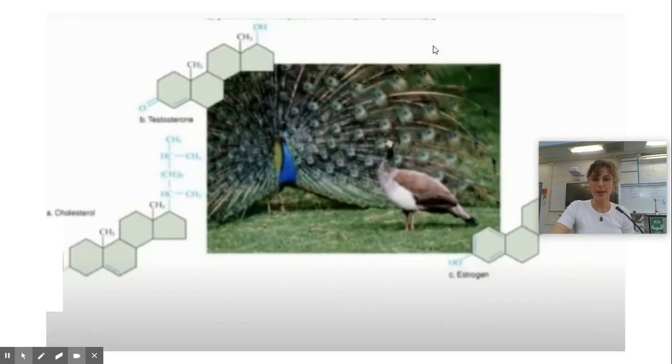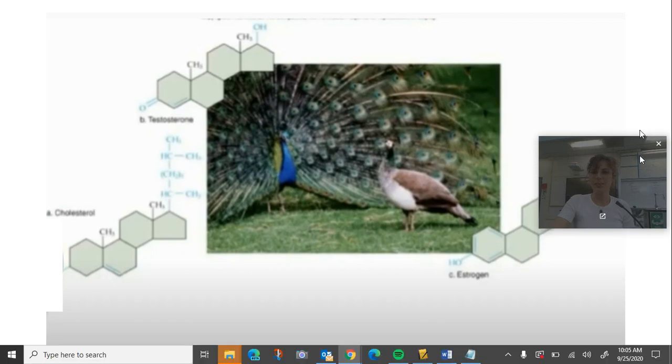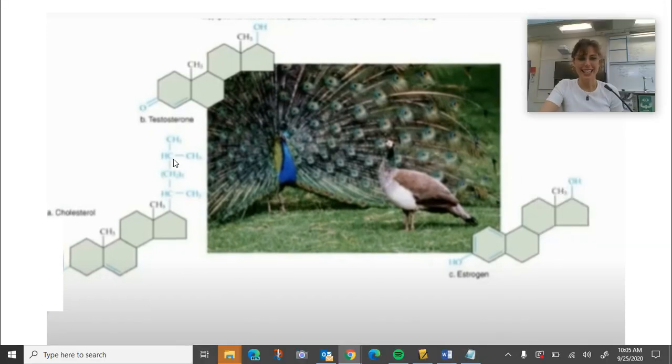So let's talk about, actually, let me just show you the demonstration here. We can see that even that slight difference in the functional groups of testosterone versus estrogen completely changes what is carried out, right? We have our male peacock, which utilizes testosterone. We have our female peacock, which utilizes estrogen, okay? Obviously causing huge differences, okay?